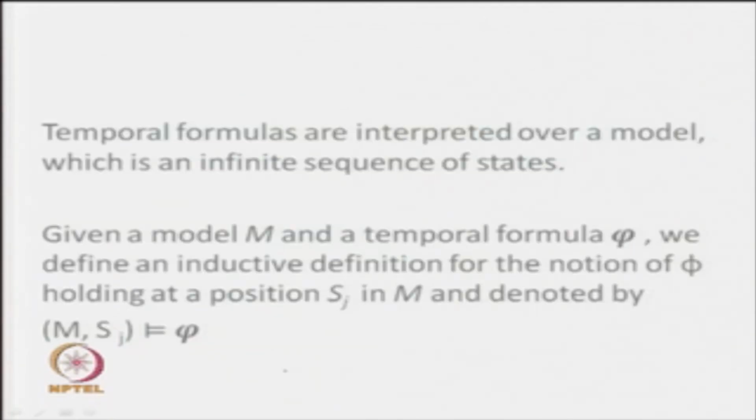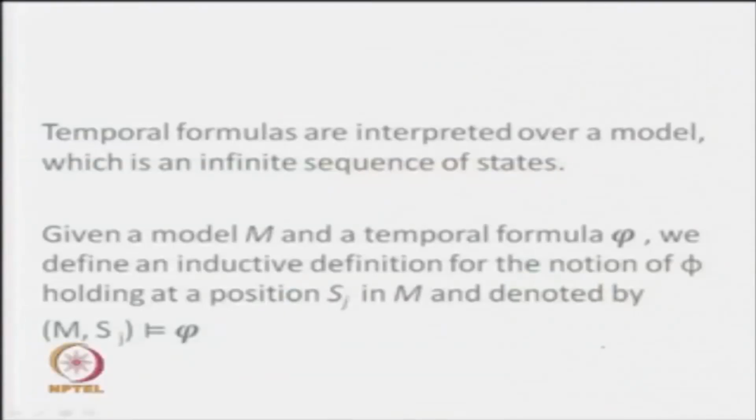Now, I have already mentioned that the meaning of temporal formulas is interpreted over a model, which is an infinite sequence of states. In a system we have a number of states, and basically an infinite sequence of states if we talk about a reactive system. So, you define the meaning of those temporal formulas over the states of a model. How can we define this formally? Given a model M and a temporal formula phi, we define, inductively, the notion of phi holding at a position Sj in M, denoted by M, Sj models phi. It says that in model M, in state Sj, the formula phi holds, and we say that M, Sj models phi. So, this is the notion.